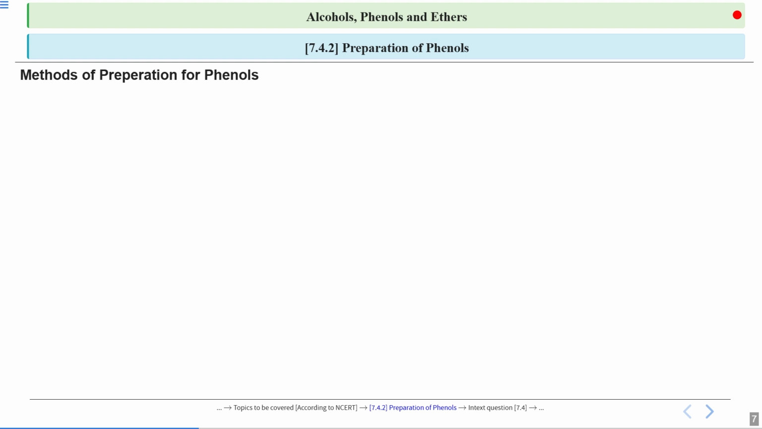Now let us see the second method. The second method is from benzene sulfonic acid. We will see how from benzene sulfonic acid we are getting phenols. Benzene sulfonic acid means that on a benzene ring a sulfonic group, that is the SO3H group, will be attached.